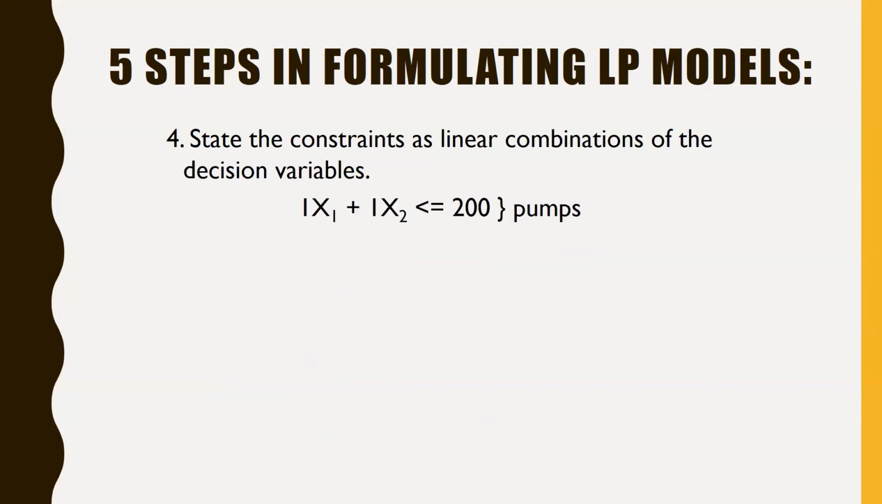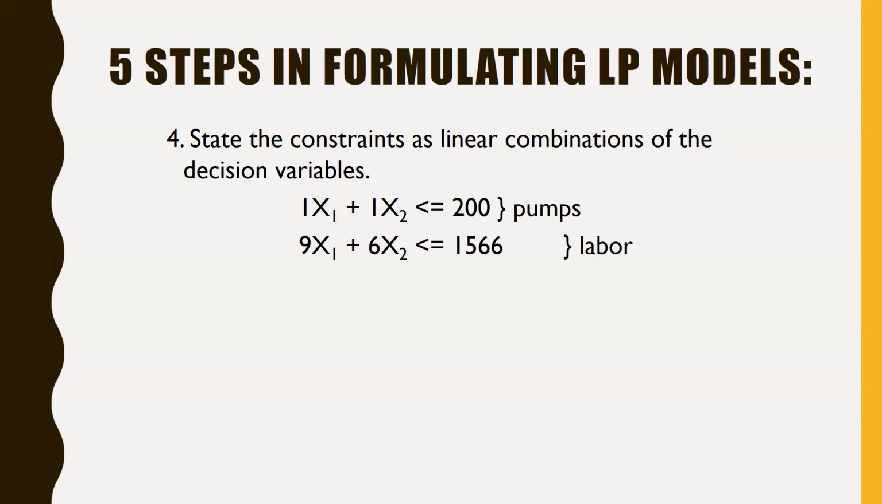The first constraint, the pump: the limit is only 200 pumps. That means X1 multiplied by 1, because for each piece of the product, we need only one pump. One pump multiplied by X1 plus one pump multiplied by X2 is the number of pumps we use. It should be less than or equal to 200 because the maximum is 200.